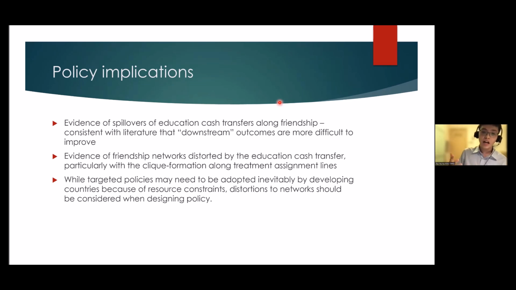And in practice, policymakers might need to be considering distortion to networks when designing policy. And that's the end of my presentation, and I open the floor for questions.